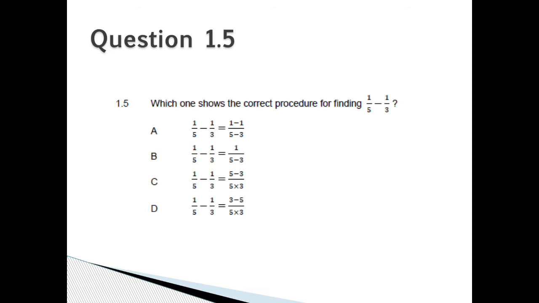Is it A, 1 over 5 minus 1 over 3 is equal to 1 minus 1 over 5 minus 3? Is it B, 1 over 5 minus 1 over 3 is equal to 1 over 5 minus 3? Is it C, 1 over 5 minus 1 over 3 is equal to 5 minus 3 over 5 times 3? Or is it D, 1 over 5 minus 1 over 3 is equal to 3 minus 5 over 5 times 3?